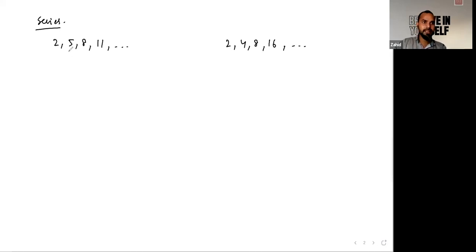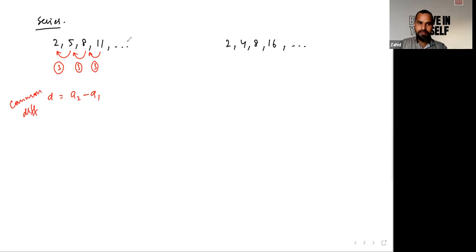In the first part, if you take the difference of any two consecutive numbers, 5 minus 2, you get 3. Similarly, 8 minus 5, you get 3. 11 minus 8, you get 3. So you can say in this arrangement, the common difference between any two pair is the same. We represent it by D, which is A2 minus A1. So we call it the common difference.